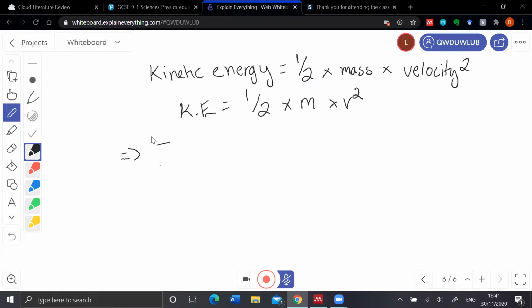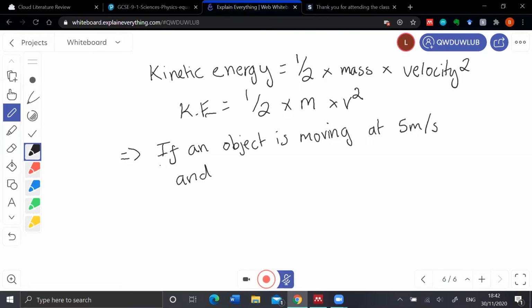Okay, so kinetic energy is the energy of moving objects. So if an object is moving at 5 meters per second, this is how you write it for velocity, and has a mass of 2 kilograms, what is its kinetic energy?